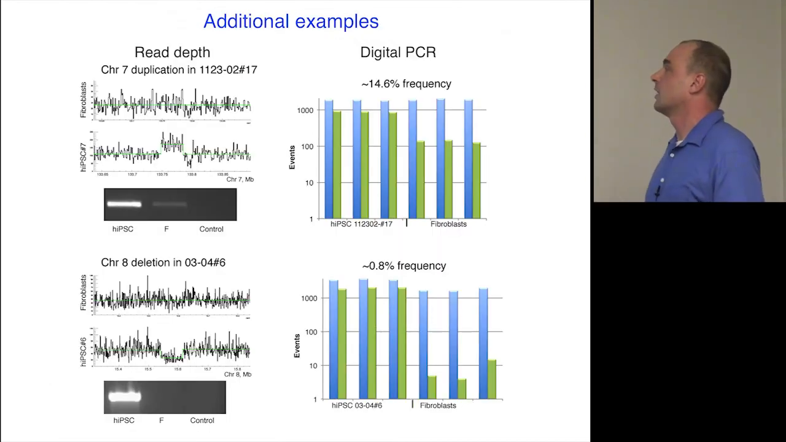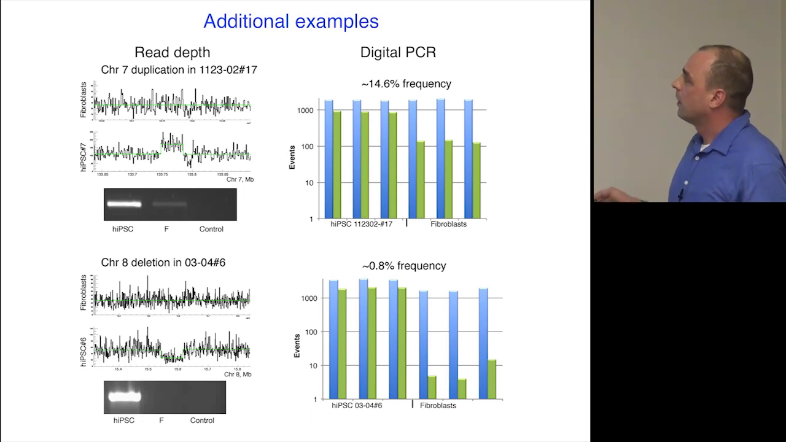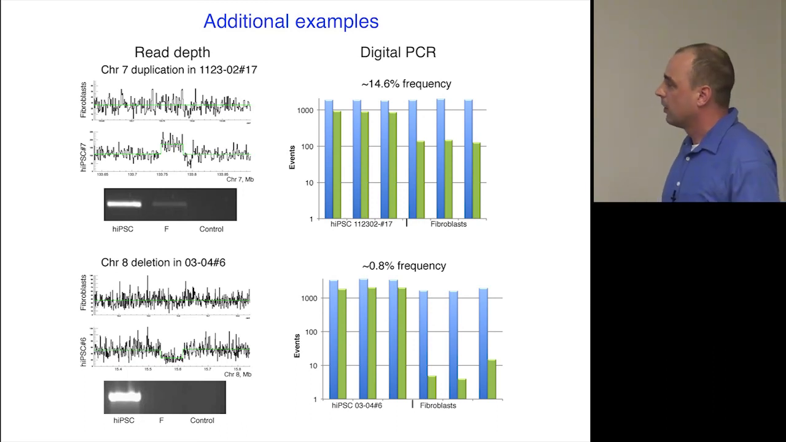Just showing two more examples here, which kind of bracket the extremes of the distribution that we found so far. Here's a case of a chromosome 7 duplication, not showing in the fibroblast signal, showing in the IPS signal. PCR across the insertion point gave a very strong signal in the IPS cell, and gave a weak band indicating somatic variation in the fibroblast cell. And digital PCR pulled that out also.